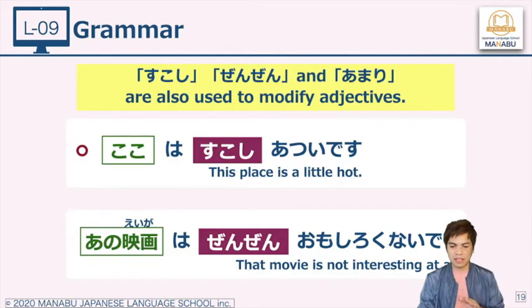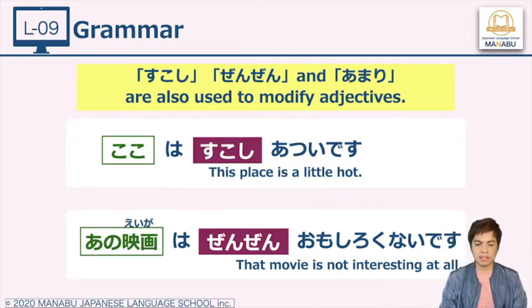So, once again, let's remove sukoshi. Koko wa atsui desu. This place is hot. Then we insert sukoshi. Koko wa sukoshi atsui desu. This place is a little hot. Next example, ano eiga wa zenzen omoshirokunai desu. So, if you remember this example in our previous lesson, ano eiga wa omoshirokunai desu, that movie is not interesting. Now, we added the adverb zenzen. So, that movie is not interesting at all.